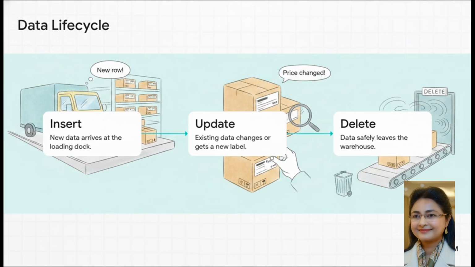Step 2. The update operation. Let's say the price of an item changes or a customer moves to a new address. We don't throw the whole box away, we just use update to slap a new label on it. Step 3. The delete operation. The product is discontinued or the inventory is shipped out. Delete safely removes that row from our warehouse. These 3 commands, insert, update, delete, they manage the day-to-day operation seamlessly while strictly obeying all those integrity constraints we talked about a minute ago.